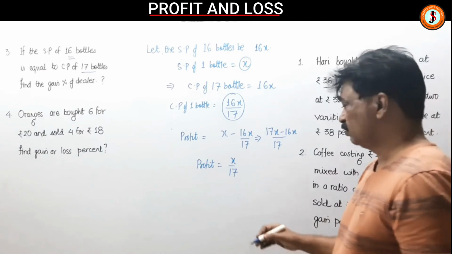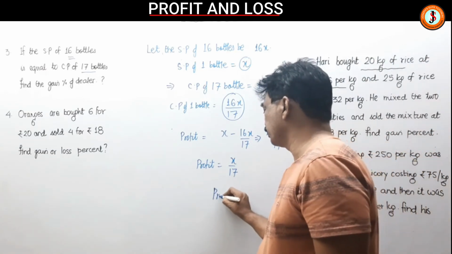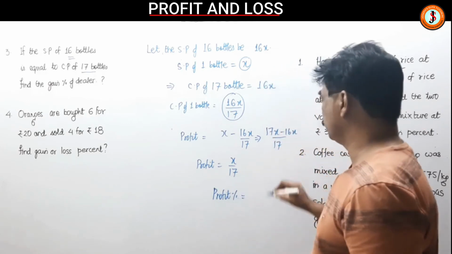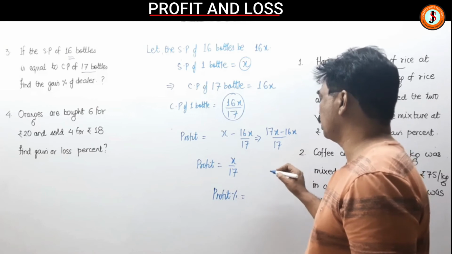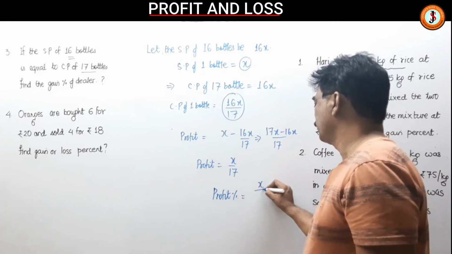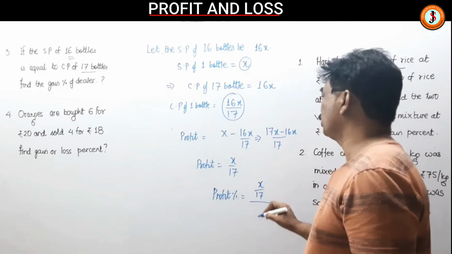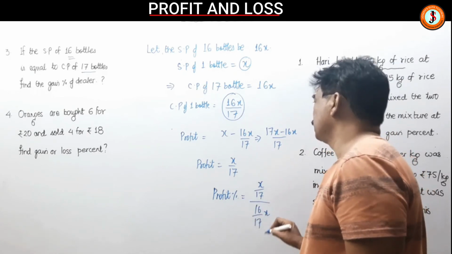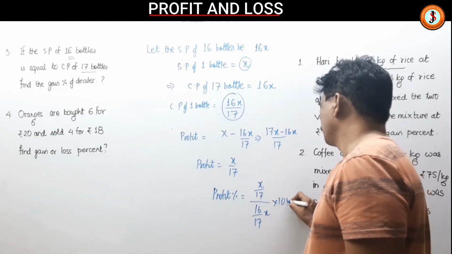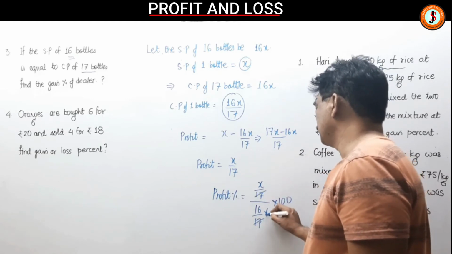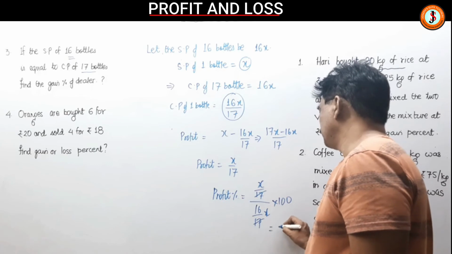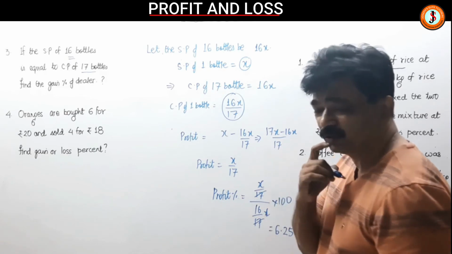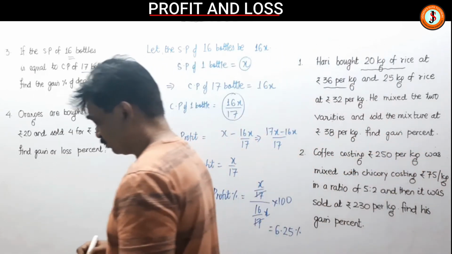So the simple formula which I used is CP of one bottle and SP of one bottle. Now just the formula to be put. Profit percent is profit on one bottle divided by CP of one bottle. CP of one bottle is 16 by 17x, isn't it? And into 100. Now 17 cancelled, x cancelled. So 100 by 16 is how much? 6.25, that is 25 by 4.